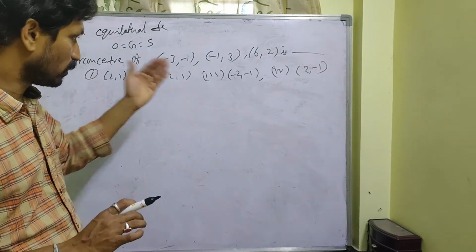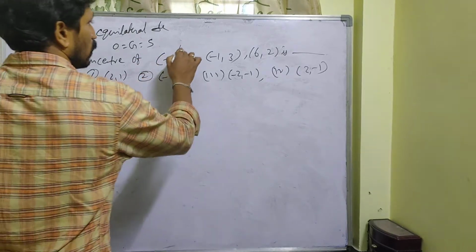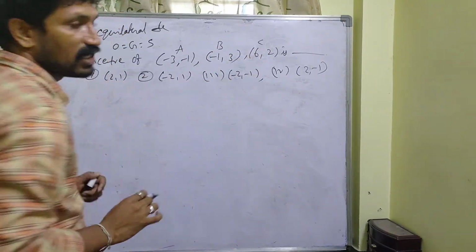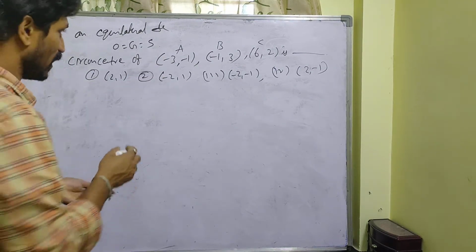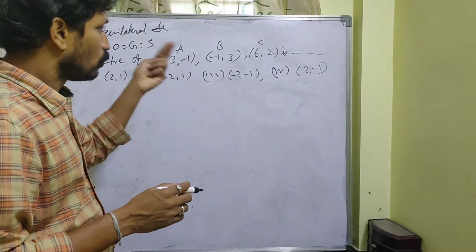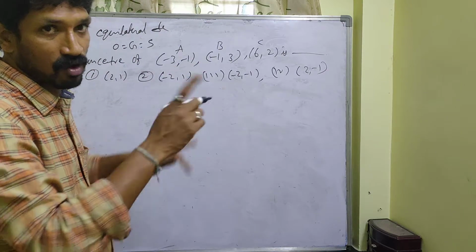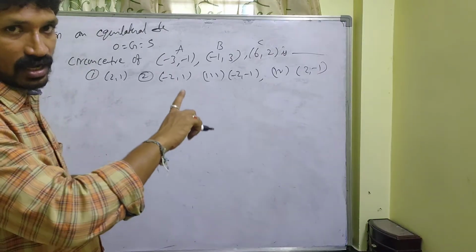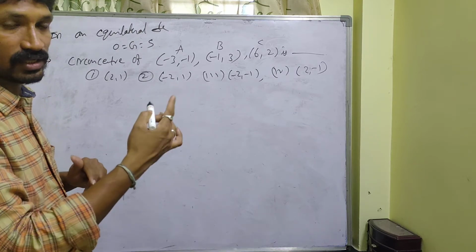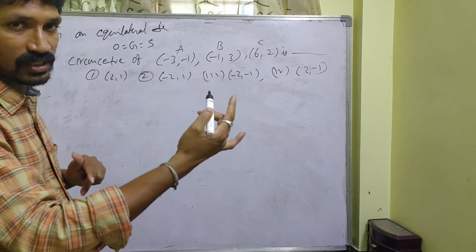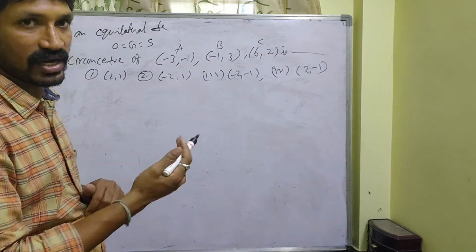Is there any shortcut? First of all, you have to identify whether this triangle is an equilateral triangle or a right angle triangle. First of all, you have to find the side lengths. So already I told you, don't expect all right angle triangle vertices to be in the form of a comma b, a comma c, and d comma b. Some right angle triangle vertices may not be in that form also.